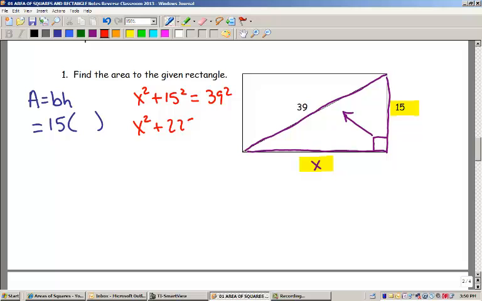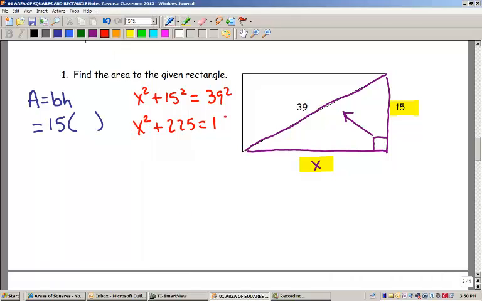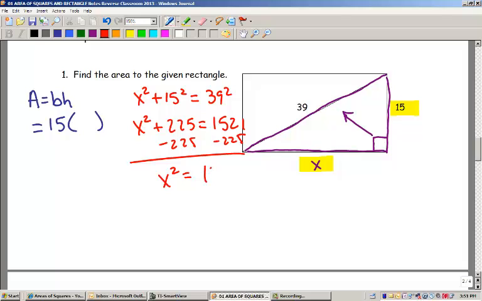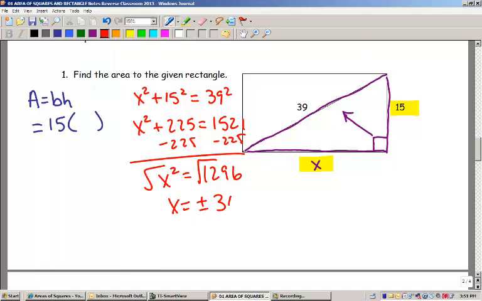So 15 squared is 225. 39 squared, even I need to use a calculator on that one. 39 squared turns out to be 1521. Solving for x squared, subtract 225 from both sides, and we get x squared equal to 1296. Square root, and we get x to be positive and negative. Always remember the positive and negative. And we get an answer of 36.